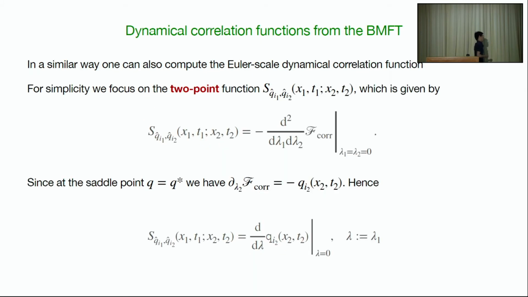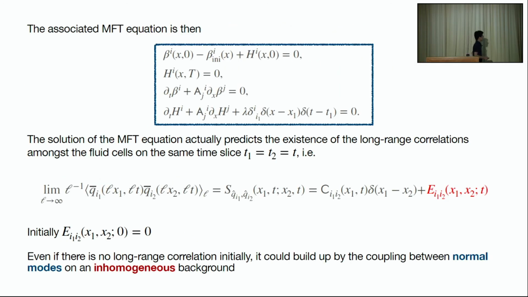But what we are really after here is the dynamical correlation function, which is, for simplicity, let's focus on the two-point function. And this is given in this way. And again, by doing some simple manipulations, you realize that it's also written in this way. So we have to evaluate this. And Q star is going to satisfy this BMFT equation, which is slightly different from the current fluctuation case, because obviously we are talking about a different kind of object.